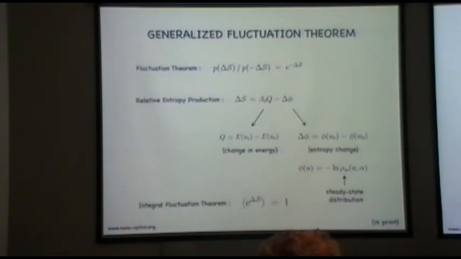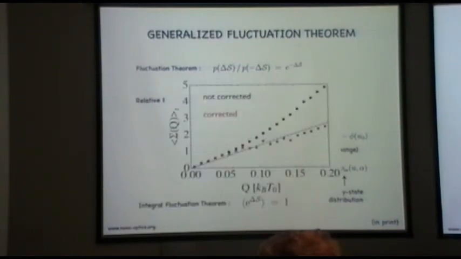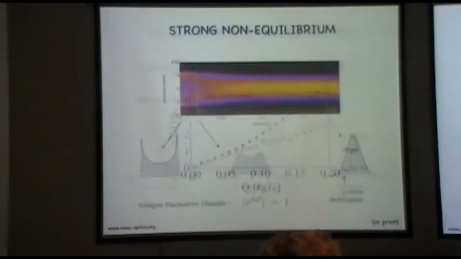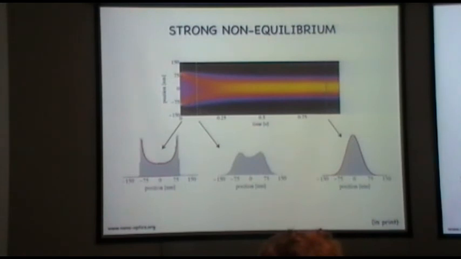Okay, so we're going to repeat the whole thing. This is basically in terms of heat, and once we express everything in this relative entropy production, it nicely fits the theory. Now, if this is true, it should hold for any initial steady state distribution. The initial steady state distribution we generated was due to a feedback. But we can now also use a drive.